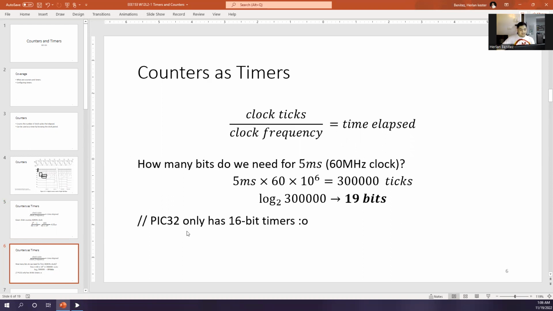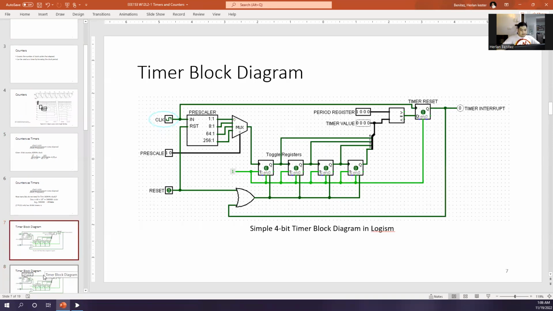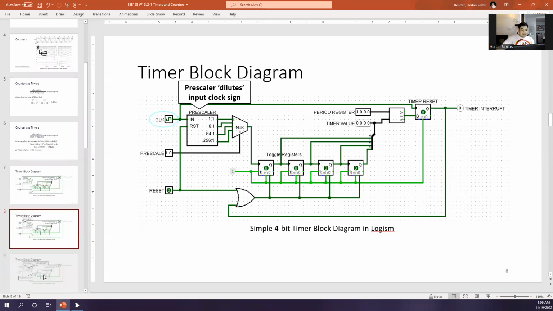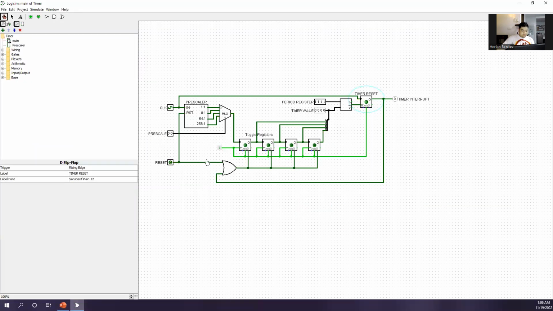19 bits. For example, yung PIC32, meron na siyang 16-bit na timers. I think STM32, tig 16-bit din sila na timers. So, ano yung pwede natin gawin? Yun yung tinatawag natin na prescaler, na dinadilute yung input clock signal natin. So, let's set yung prescaler niya to 8.